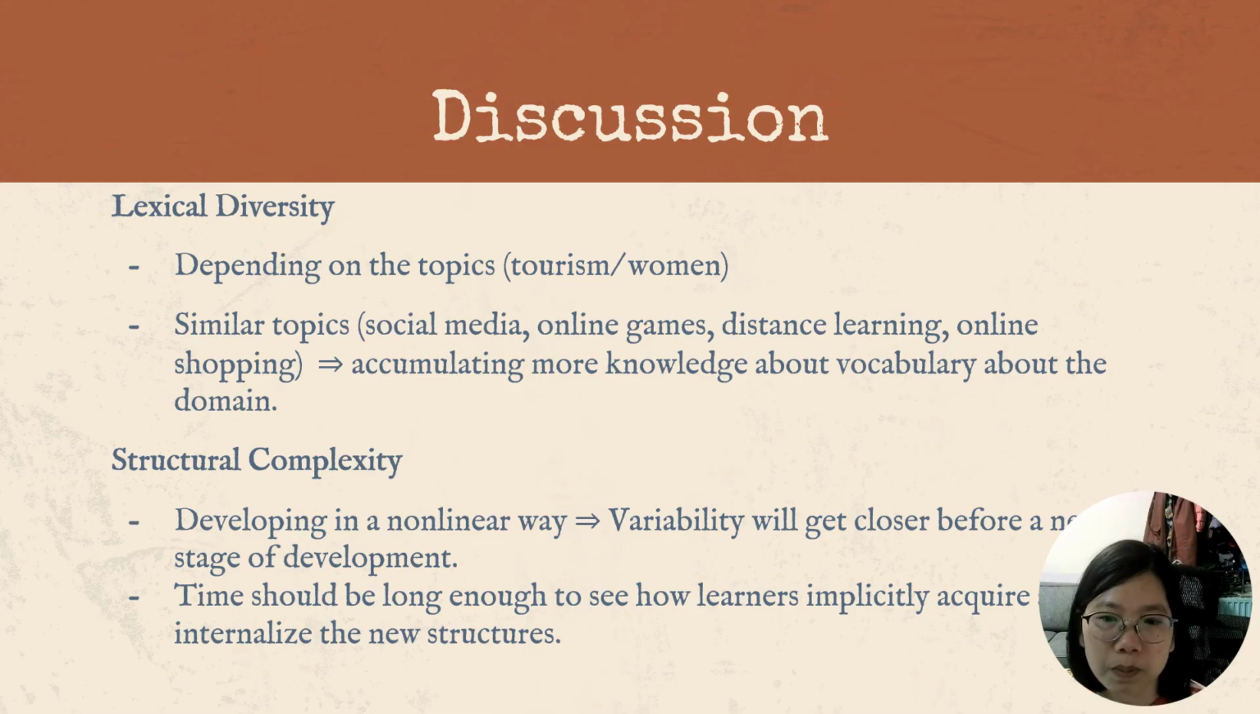And about structural complexity, is it developing in a non-linear way? The variability will get closer before a new stage of development. So as we can see from week 2 to week 5, there's a lot of fluctuation, but week 6 is very close to week 5. So it means they are more and more stable in their development in written language.